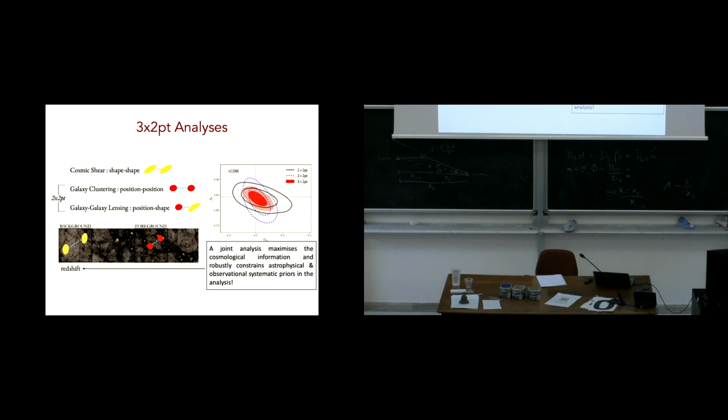This black contour here is an example forecast for how well we would do in sigma 8 or S8 and omega m with cosmic shear only. This blue contour is combining the latter two, galaxy clustering and galaxy-galaxy lensing. And then red is what we get when we combine them all. So there you see how combining the different measurements really helps improve cosmology constraints, primarily by breaking the sigma 8 galaxy bias degeneracy.